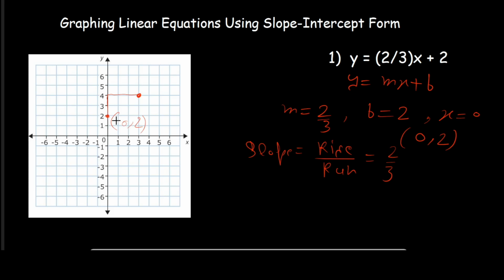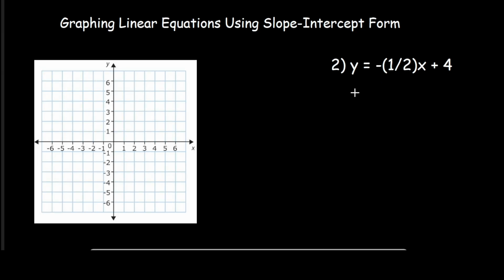Now we have 2 points. Now let's connect these 2 points with a straight line like this. Add an arrow on both ends to show it goes on forever. So here is our solution. Now moving to the next question.